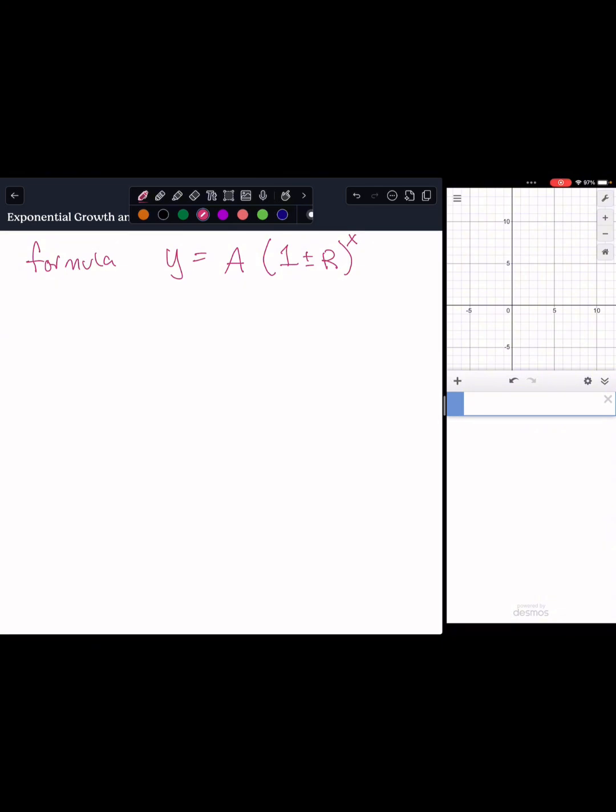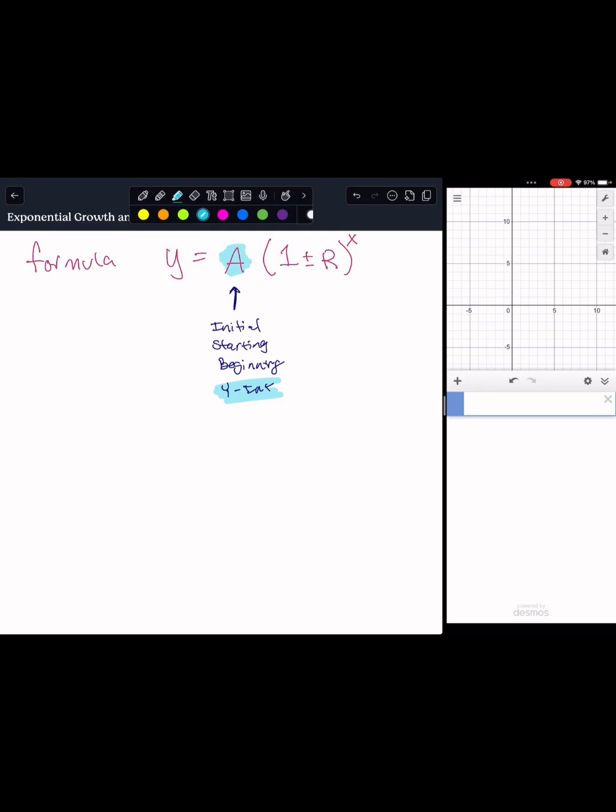Now, A, there's a couple things that are going to be really important. A is one of your biggest things. A is going to always be your initial. You might see the word starting. You might see beginning. But the big one is your y-intercept. Whatever that A is right here, that's always going to be your y-intercept, okay?